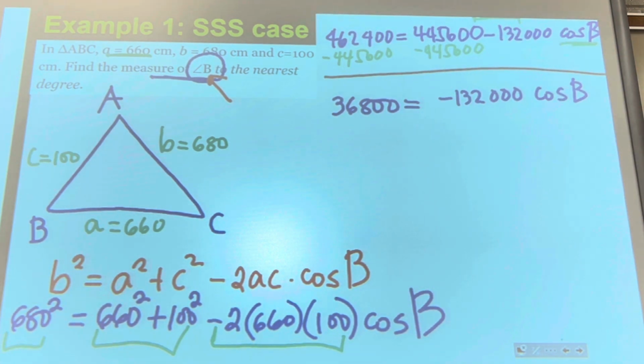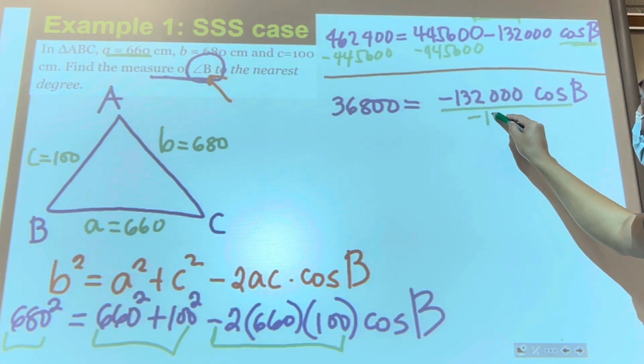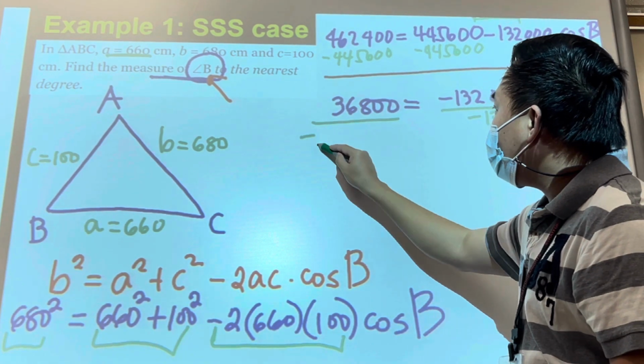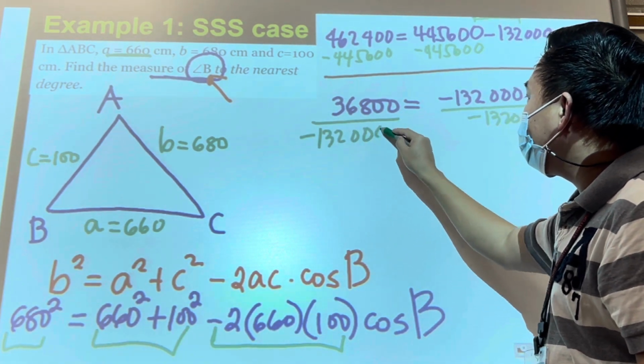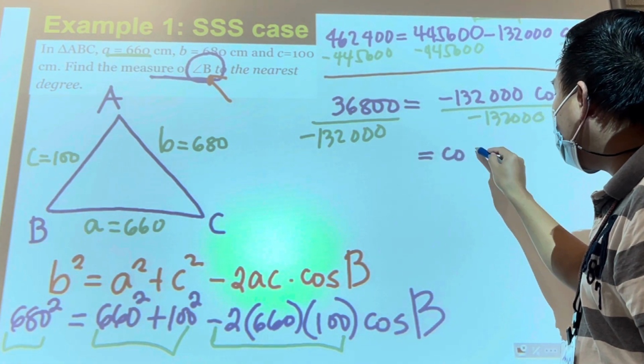Gotcha. Okay. And then what we can do here is just divide by negative 132,000, divide by negative 132,000, and express the answer as a fraction in lowest terms.